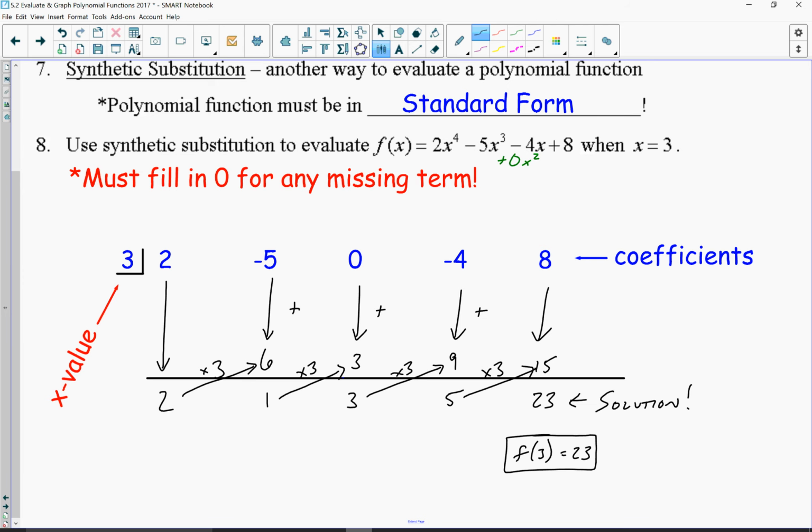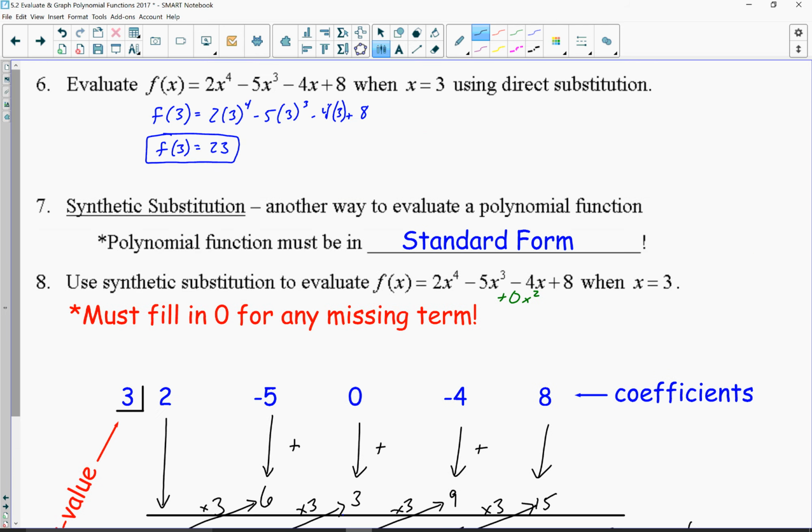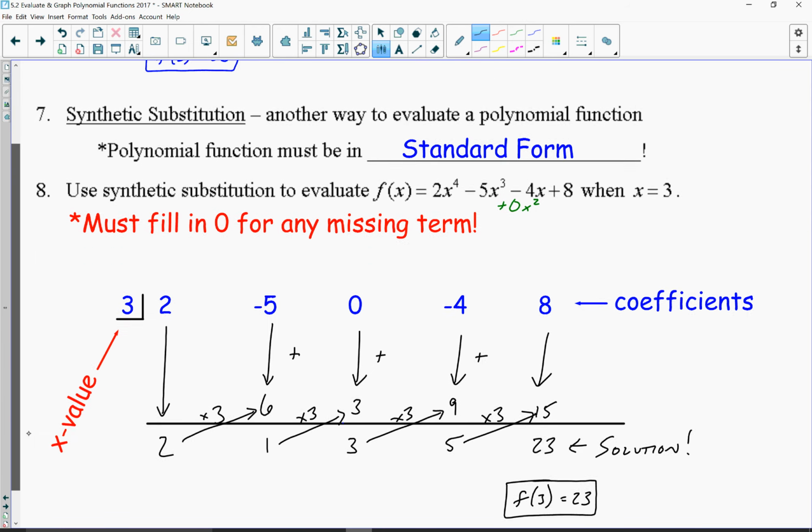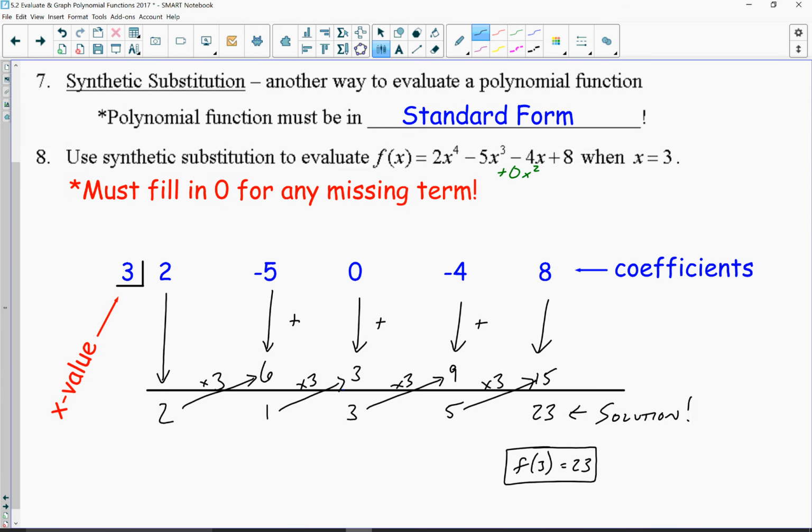And you'll notice that's the same answer as the previous example. We did the exact same problem using the 2 different methods. You can see that they end up with the same solution. Synthetic substitution is a little bit nicer sometimes because you're dealing with much smaller numbers, so you don't have to maybe rely on a calculator.